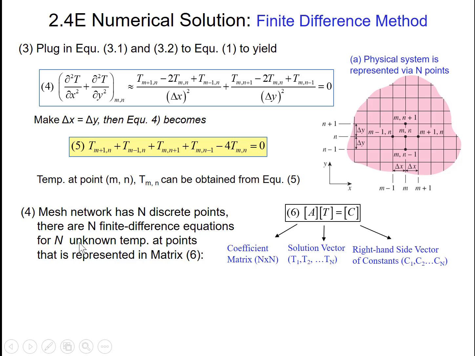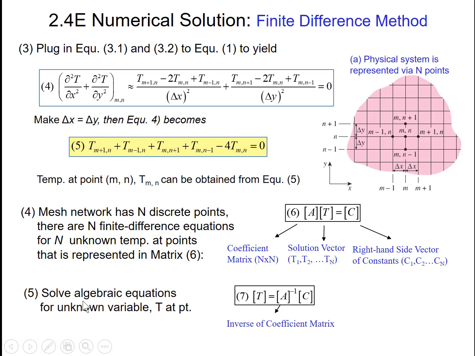Unfortunately, the mesh network has n mesh points. Therefore, there are n finite difference equations for n unknown temperatures at those points, which is represented in matrix equation 6, where A is the coefficient matrix n by n, T is the solution vector we're looking for, and C is the right-hand side vector of constants. Finally, if we solve these algebraic equations, we obtain the unknown temperature at those discrete mesh points.